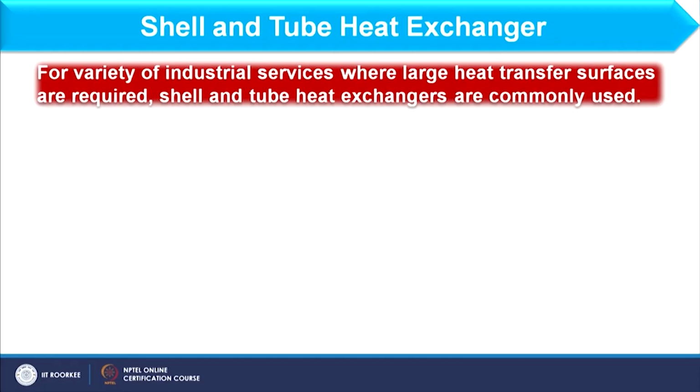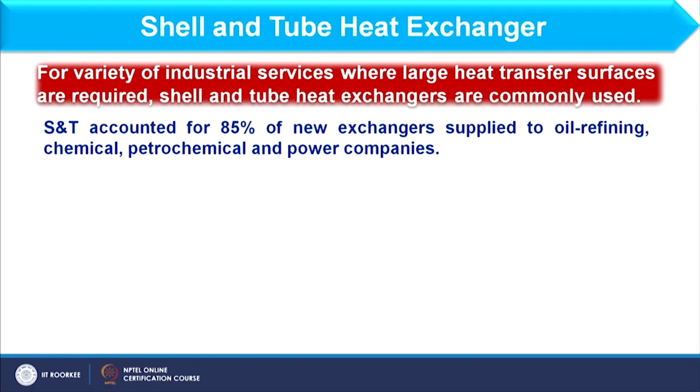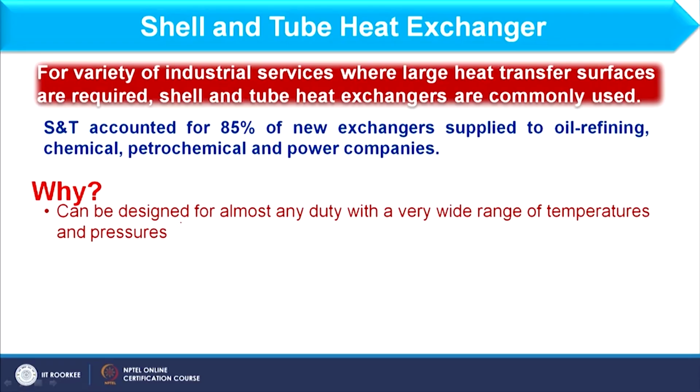Okay. And because of the flexibility which we have just discussed, more than 85% of it is used in most of the chemical plants, and if I compare heat transfer equipment, this heat exchanger covers around 85% of usage in oil refining, chemical, petrochemical and power companies. Okay. And if I ask you why it is so, we have just discussed its advantages, but there are some other factors also for why it is used so commonly. The first factor is it can be designed for almost any duty with a wide range of temperatures and pressures. In the next slide, we will discuss the range of temperature and pressure this type of heat exchanger can accommodate, right. That is the reason for its wide utility, because its range for temperature and pressure is very large.